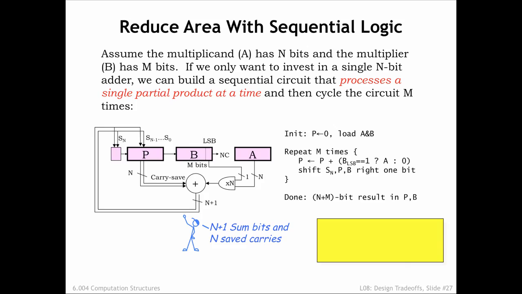So each cycle, 1 bit of the accumulated sum is retired to the B register, since it can no longer be affected by the remaining partial products. Think of it this way. Instead of shifting the partial products left to account for the weight of the current multiplier bit, we're shifting the accumulated sum right.